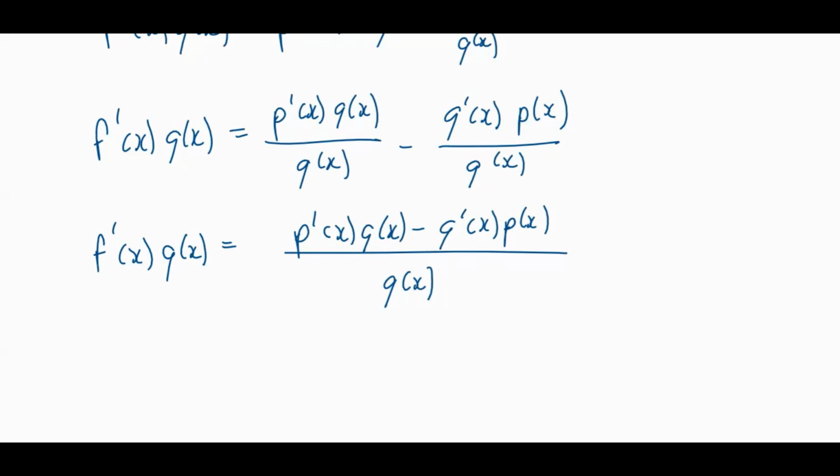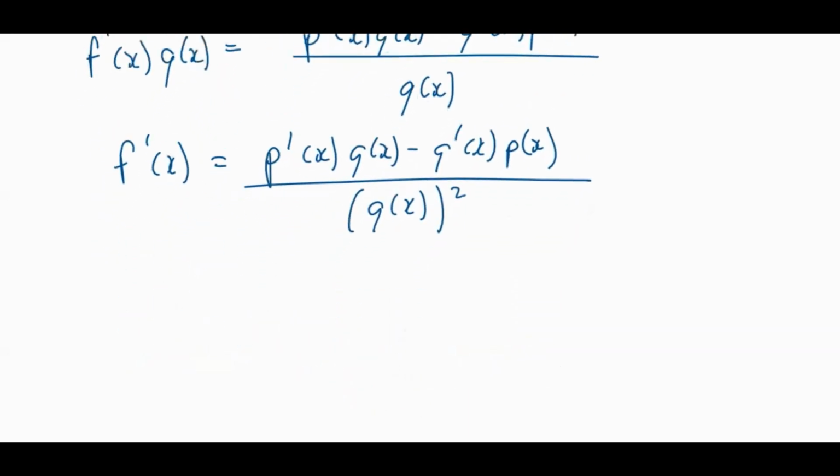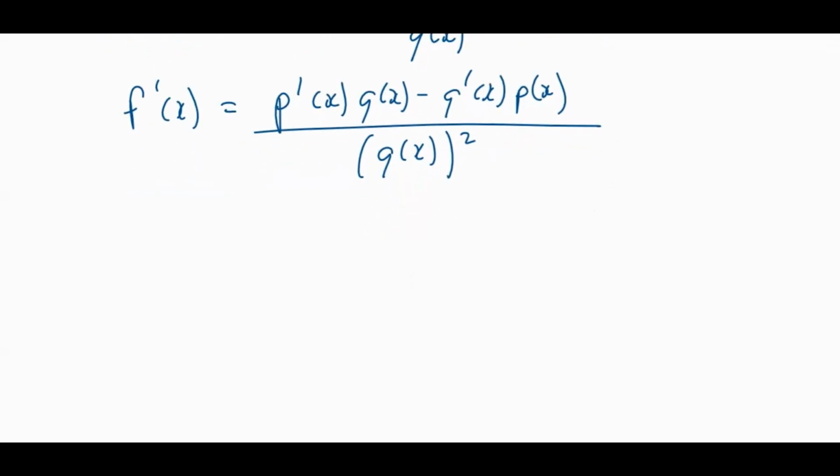Now I'm just going to divide both sides by Q. And what that's going to do is give me Q at x on the bottom all squared. And that's it. That's our formula. That's our rule. The derivative of the top times the bottom minus the derivative of the bottom times the top, all over the bottom squared. So I am going to rewrite this.